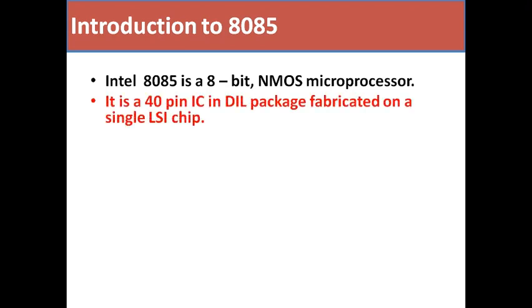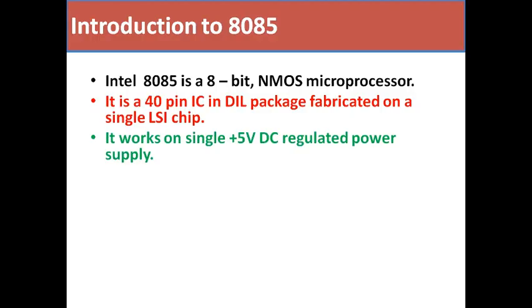It was first packed in a dual inline package. DIL is dual inline package, which had 40 pins, and it was fabricated using large scale integration technique. Well, 8085 basically works on a single power supply, and the maximum voltage that we can apply to it is plus 5 volt DC. The clock speed is around 3 megahertz.